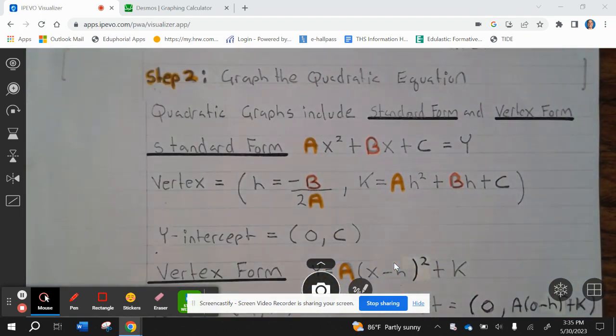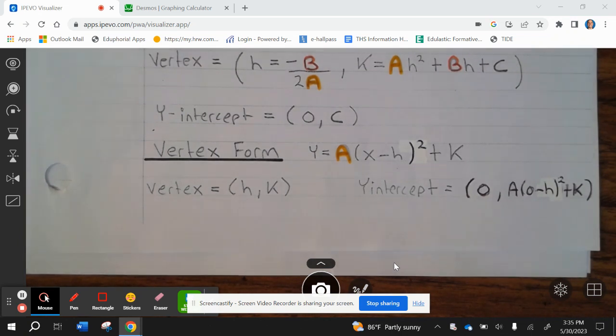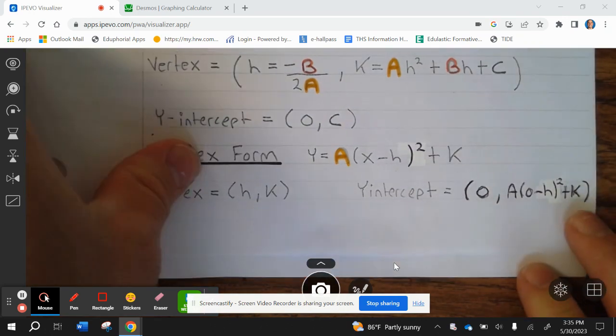Step 2, graph the quadratic equation. Quadratic graphs include standard form and vertex form. Standard form, ax squared plus bx plus c equals y, where the vertex is h equals negative b divided by 2a, and k equals a times h squared plus b times h plus c, where the y-intercept is 0, c. Vertex form, y equals a parentheses x minus h squared plus k, where the vertex is h, k, and the y-intercept is 0, a parentheses 0 minus h squared plus k.